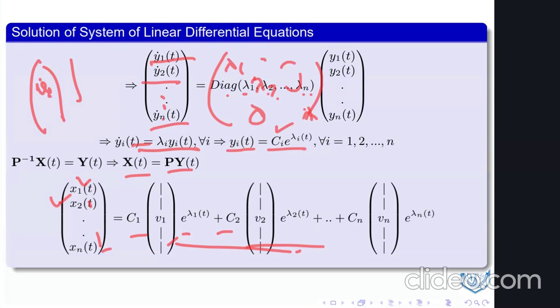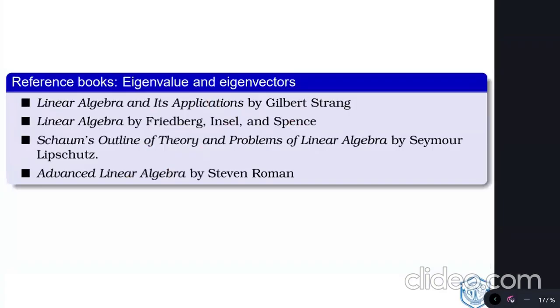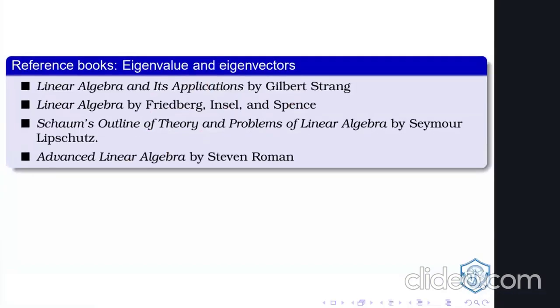We can use it to find out population problems like decay or growth rate, and also we can use it there. So these are some of the examples, and these are some of the books I have taken reference from.